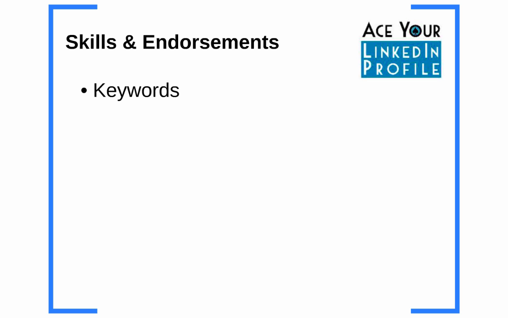The best strategy for your skills section is to keep it focused by listing 10 to 12 keywords. Then you need to collect endorsements from your connections next to each of those keywords. The goal is to reach at least 100 endorsements in each category because the system stops showing the number once you reach 100 and instead shows 99 plus.